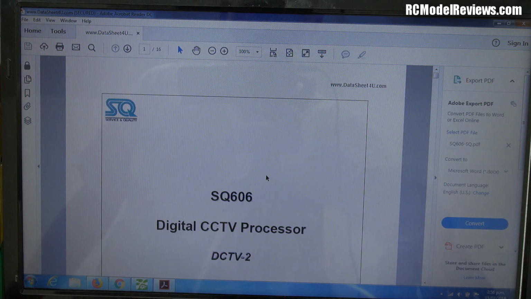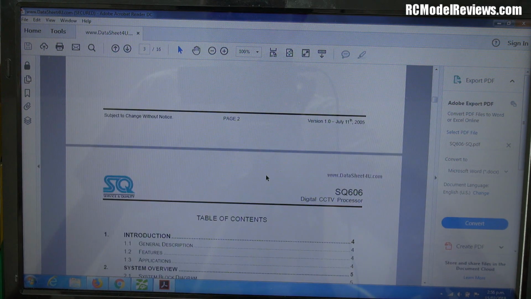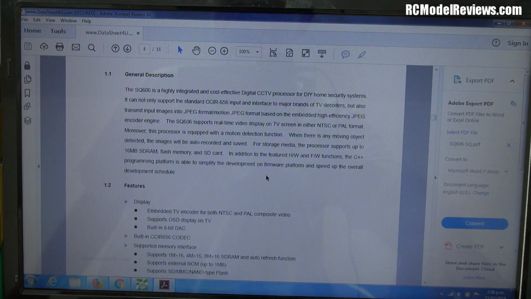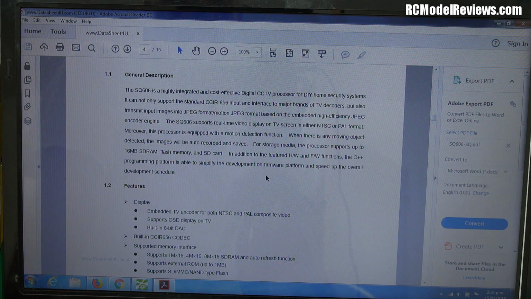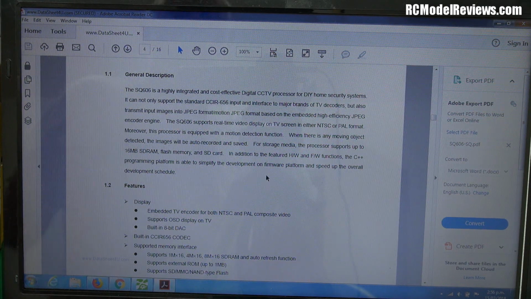So here we go. I've got to find the right buttons here. First of all, let's see if we can find a block. Well, let's look. General description. It's an integrated and cost-effective digital CCTV processor for DIY home security systems. It can not only support the standard CCIR656 input and interface to major brands of television decoders, but also transmit input images into JPEG, motion JPEG format based on the embedded high-efficiency JPEG encoder engine. So it's got hardware-based compression built into it. So it's going to enable us to take a very, very large frame of video and make it much smaller, which means we can transmit it using less bandwidth, which is really important.